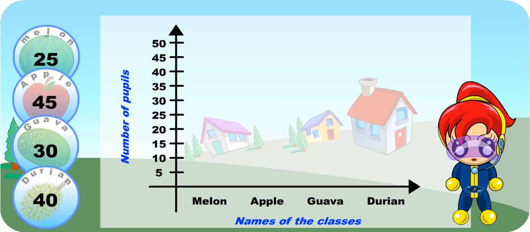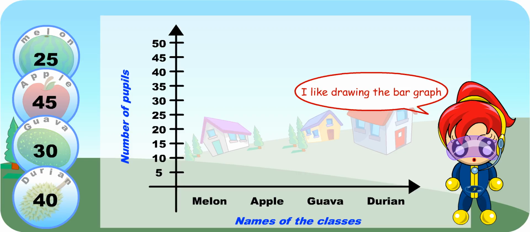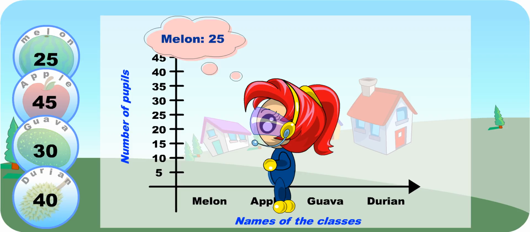Done, teacher. Very good. But why did you stop at 50? Well, I have to make sure the number must be bigger than the class with the greatest number of pupils. Since the greatest number of pupils in a class is 45, I chose 50. I see. Okay, now it's time to draw the bar for each class. I like drawing the bar graph best. Watch me.